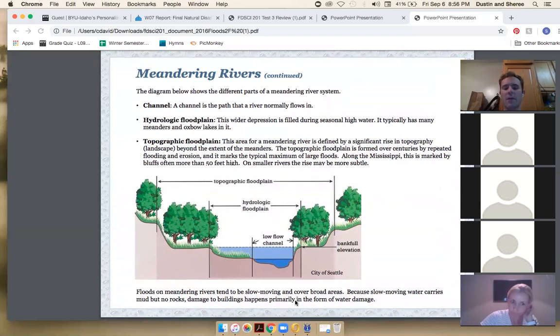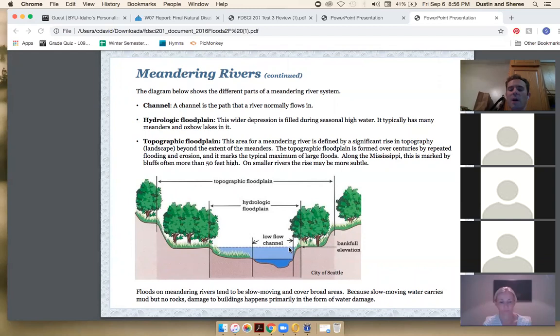Then you've got what's called the hydrologic floodplain right here, okay? This is up a little bit. You've got these little banks, a little higher elevation. This is where the river fills to during seasonal high water, in the spring when you have all the spring runoff. Typically you won't have trees in here. This is just kind of that high water mark.